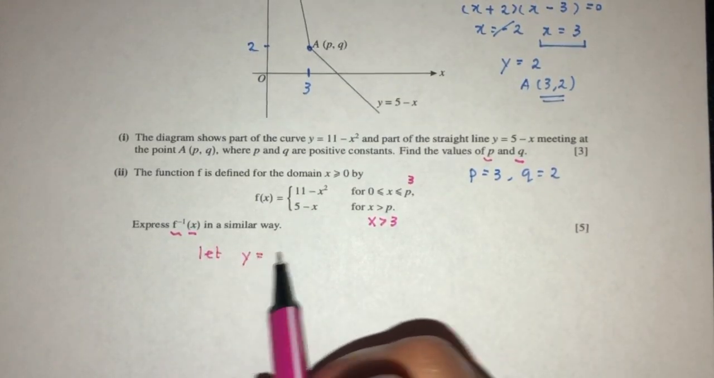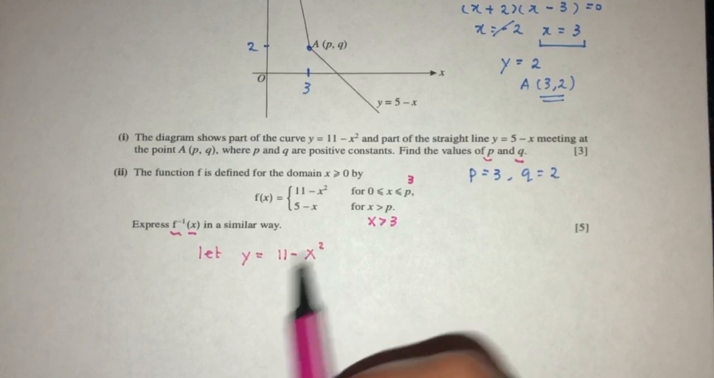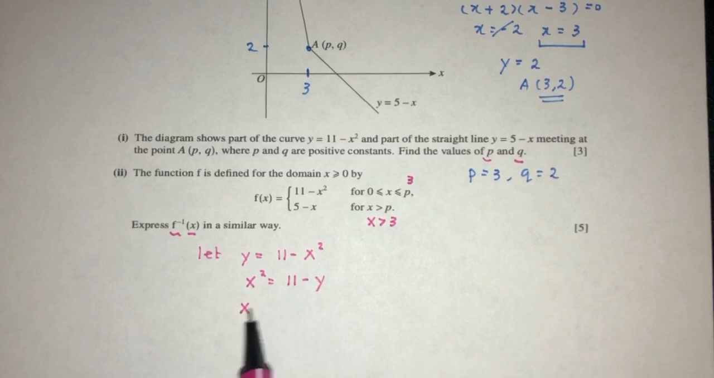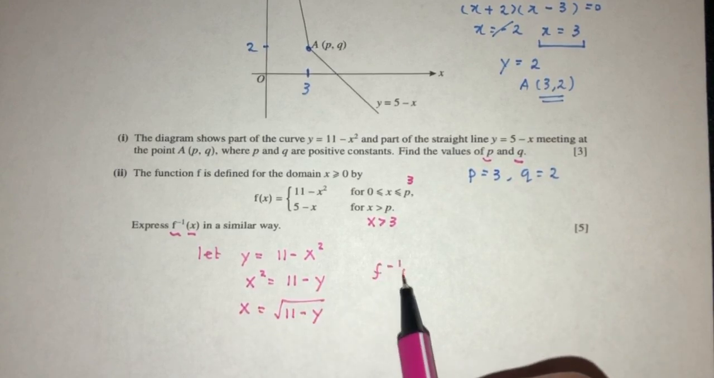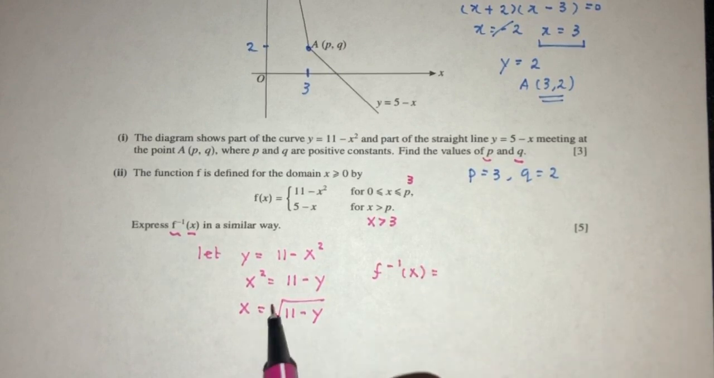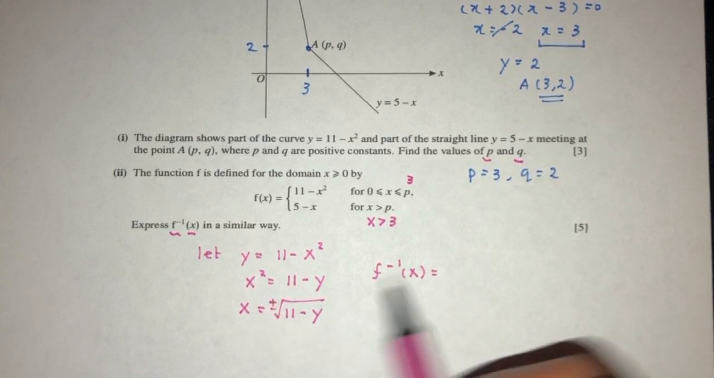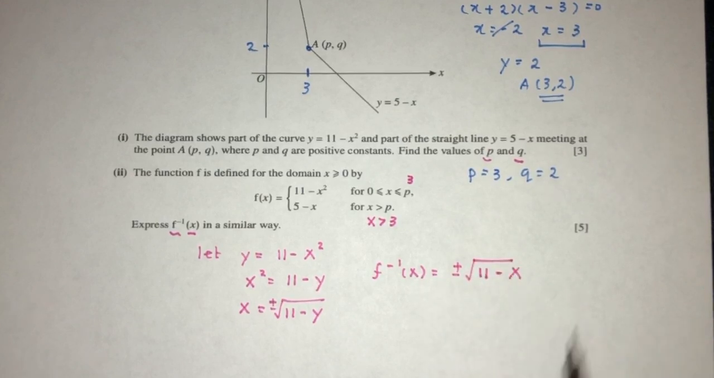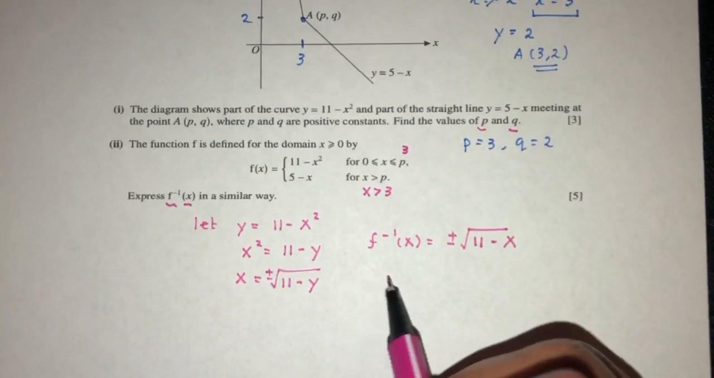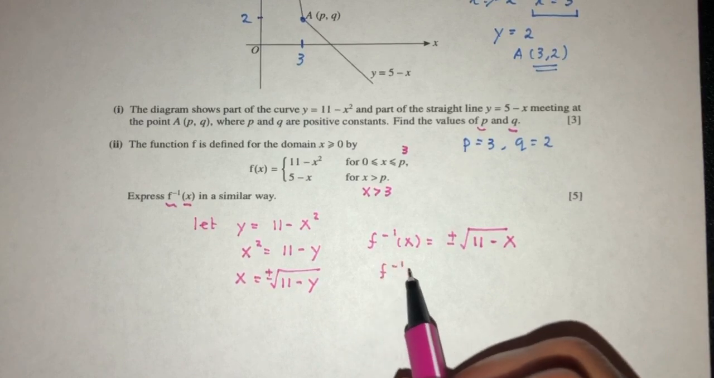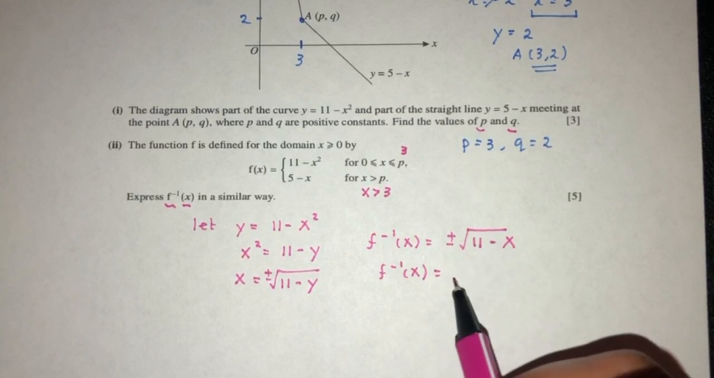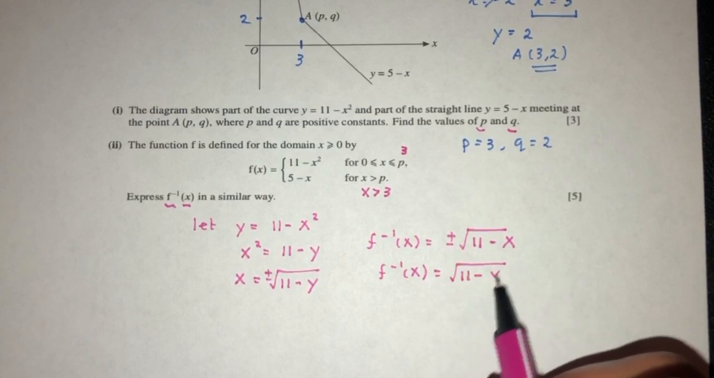Let y equal to 11 minus x squared. So x squared will be 11 minus y. So x will be root of 11 minus y. So f inverse of x will be, this is obviously plus minus, right? So plus minus root of 11 minus x. Now we have to choose which one is possible. Obviously we will keep the positive value here because it is on the positive side. That should be root of 11 minus x.